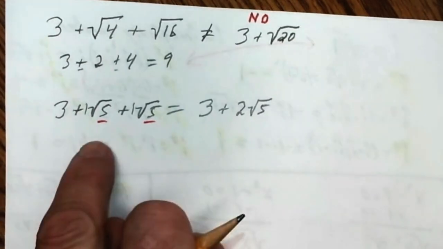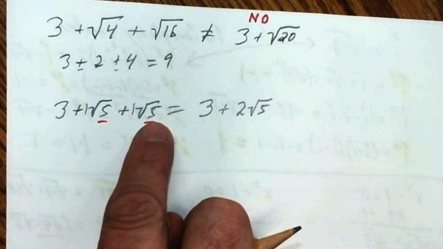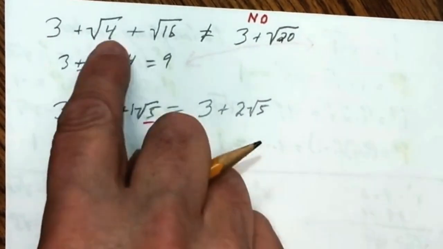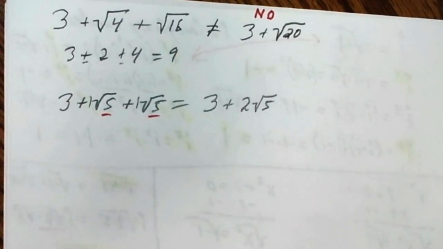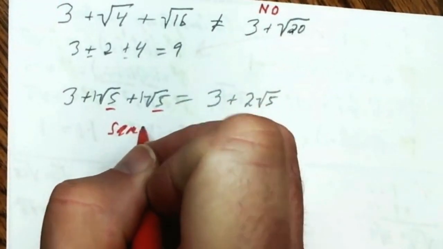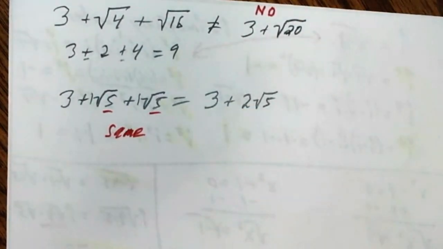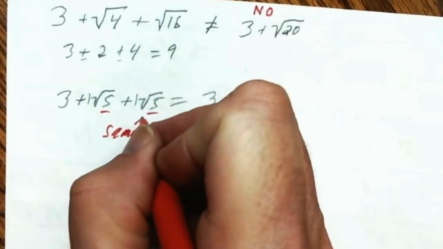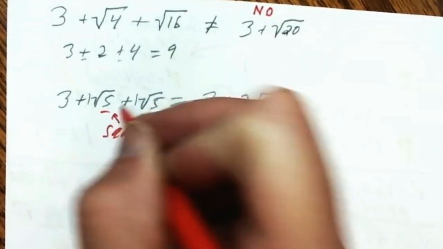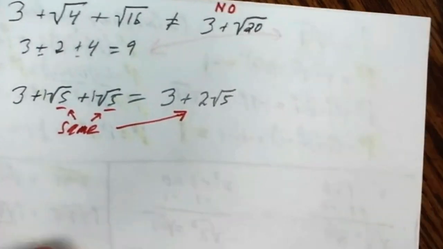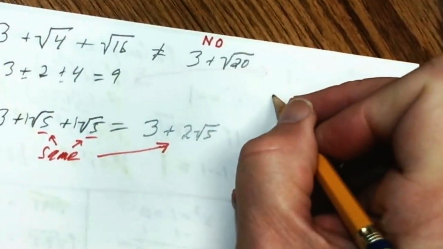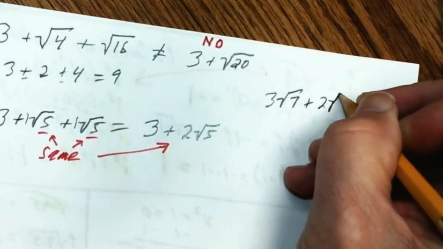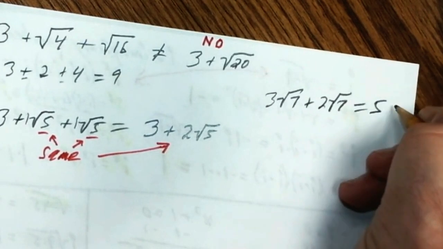It's kind of like having 3 plus x plus x. We got 3 plus 2x. But if these are not the same, we cannot do that. If those are the same, then we can do that. Just add them together. Which means if we had 3 square roots of 7 plus 2 square roots of 7, that's 5 square roots of 7.